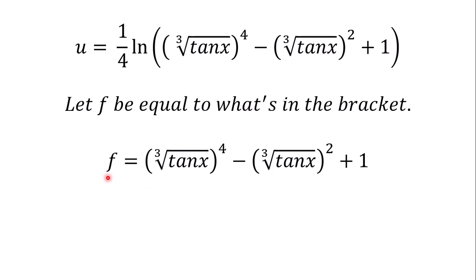So when we differentiate this one, you're going to get 4 over 3 times secant x squared times cube root of tangent x, minus 2 times secant x squared over 3 times cube root of tangent x dx. Don't forget that.